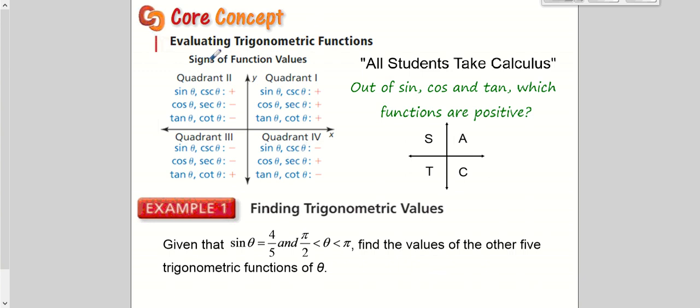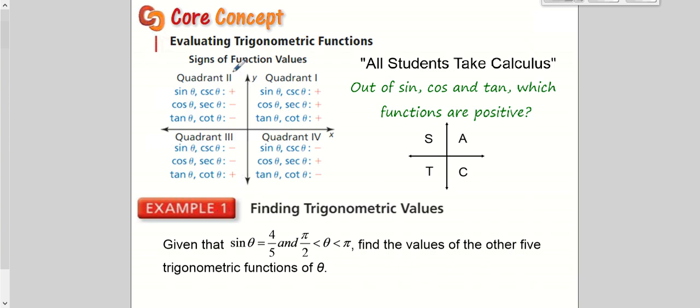Evaluating trig functions. It's important that we start noticing in quadrant 1 from 0 to 90 degrees or 0 to pi over 2 that all of the functions have a positive sign. Sine, cosine, and tangent and their reciprocals are all positive answers.